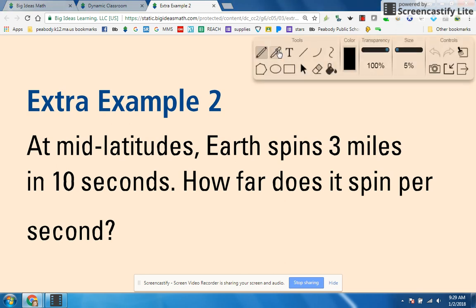Okay, so let's see if we can practice some rate problems here. So let's take a look. It says, at mid-latitudes, Earth spins 3 miles in 10 seconds. How far does it spin per second? So they want us to make a unit rate.